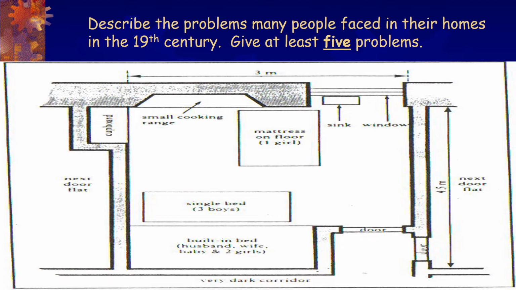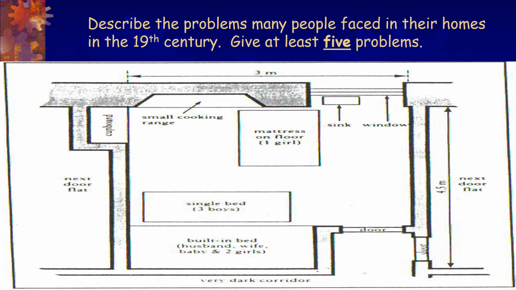So in total, in this room, you'll see there's 8 people in total. So you've got the 1 girl, then you've got the 3 boys, so there's 4, husband and wife, 5, 6, baby 7, and 2 girls. So there are actually 9 people in total living in this room.